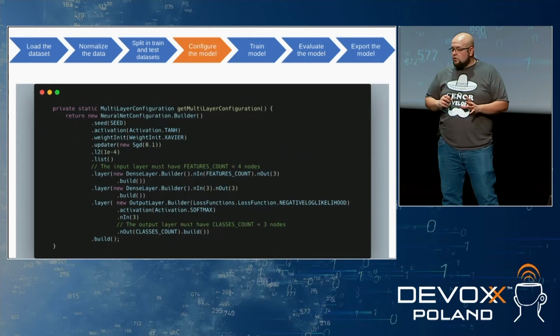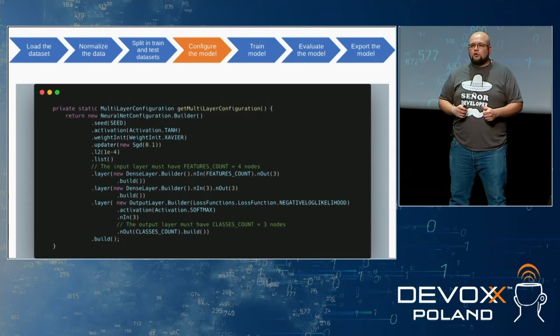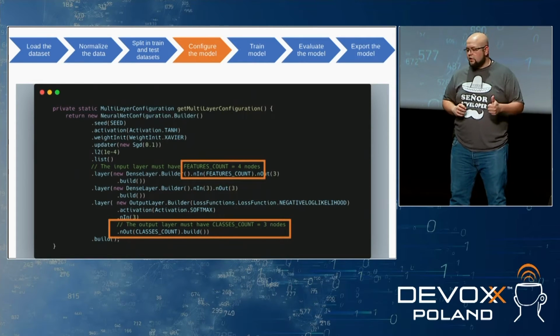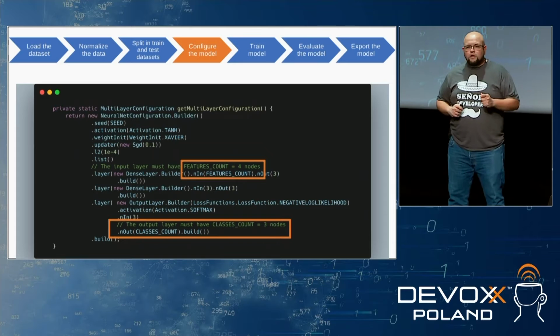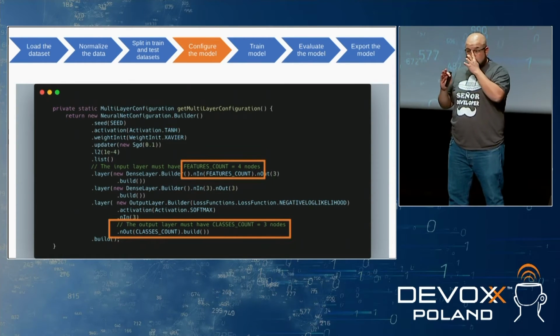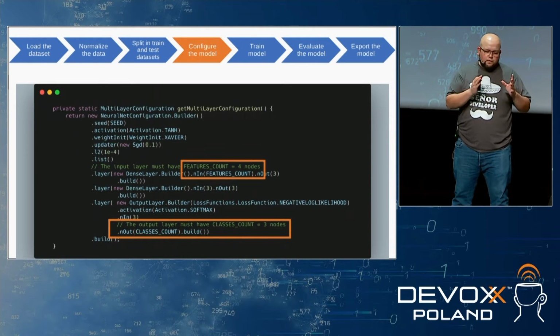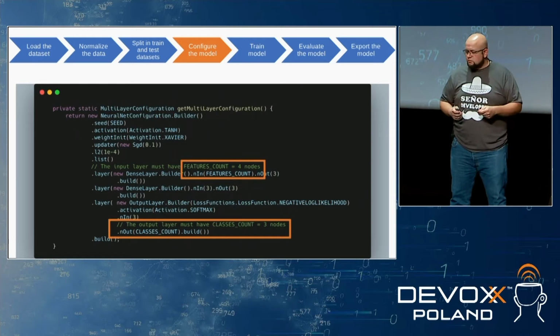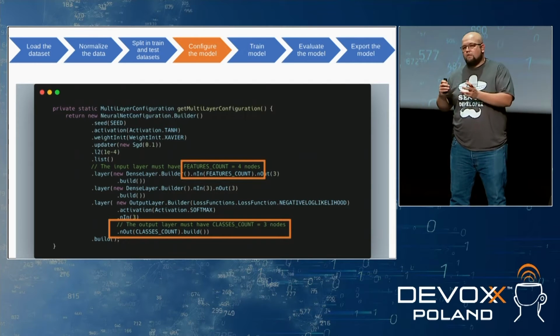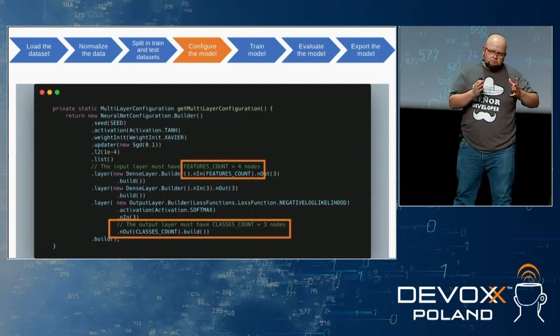So now, in order to configure the model, we will create a neural network. It has 3 layers. And the most important part here are the input layer and the output layer. The input layer needs to have the same amount of nodes as the amount of columns that we have. And the output layer needs to have the same amount of nodes as much as classes we have.